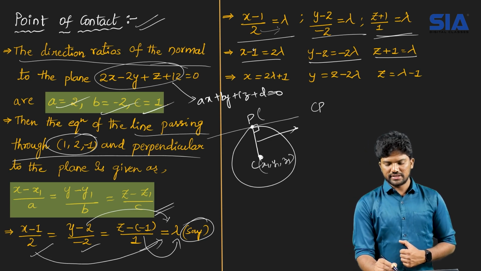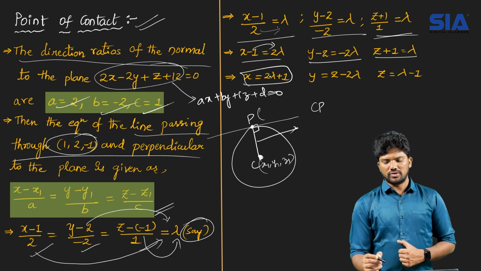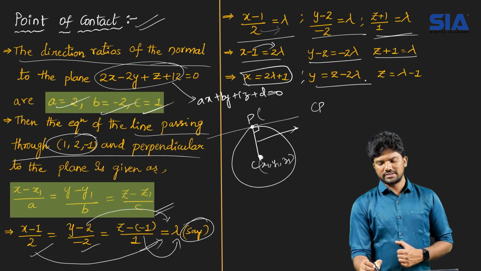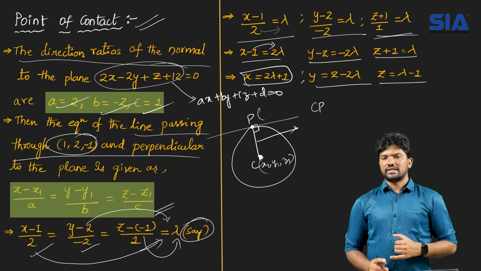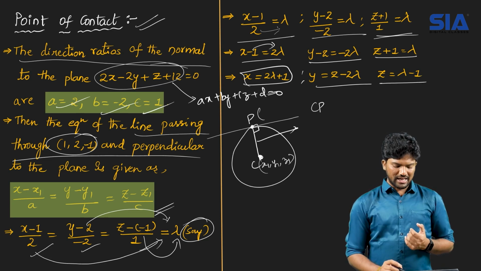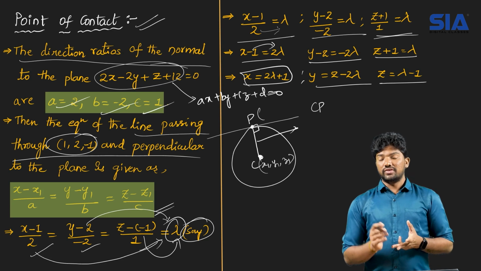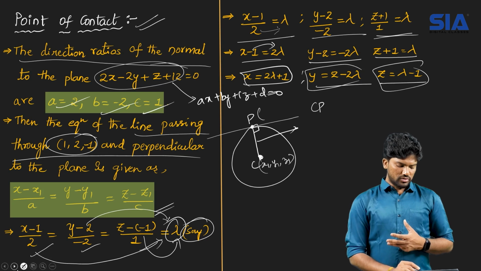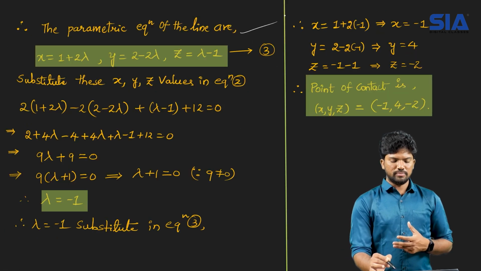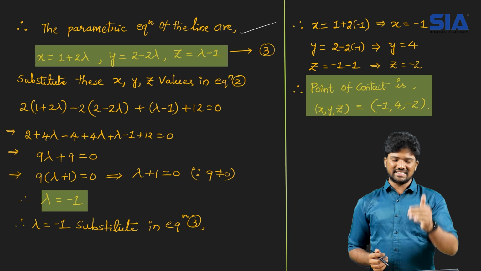X is equal to 2 lambda plus 1, y is equal to 2 minus 2 lambda, and z is equal to lambda minus 1. So the main intention is, if you know the lambda value, then we can get the x, y, z values. Now, to know the lambda value, we use the parametric equations of the line CP.